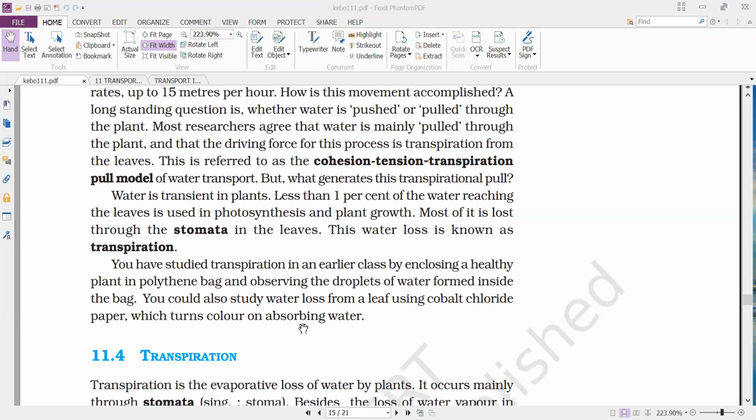And we'll discuss in detail about this transpiration in the next class.